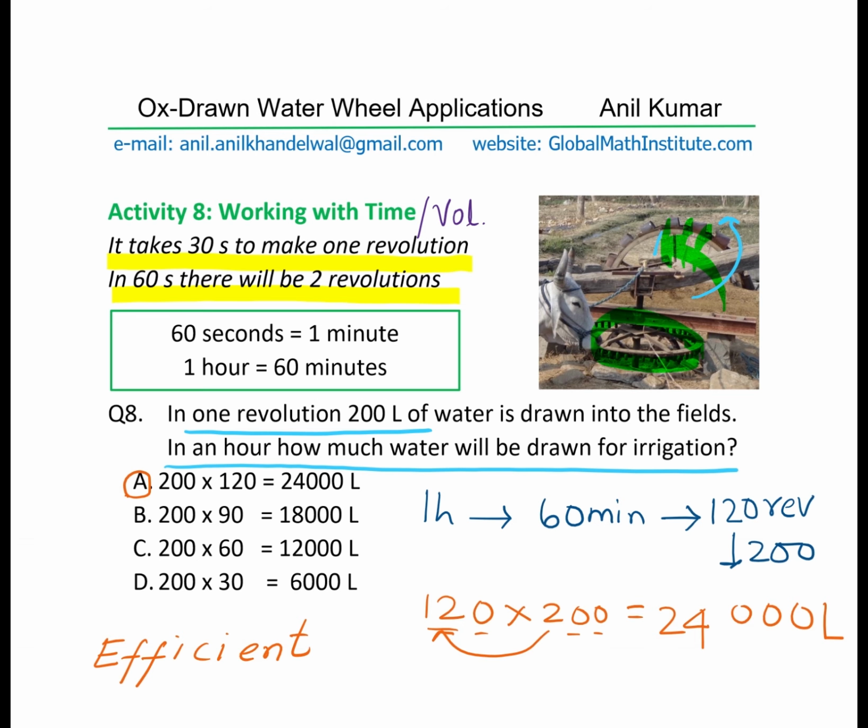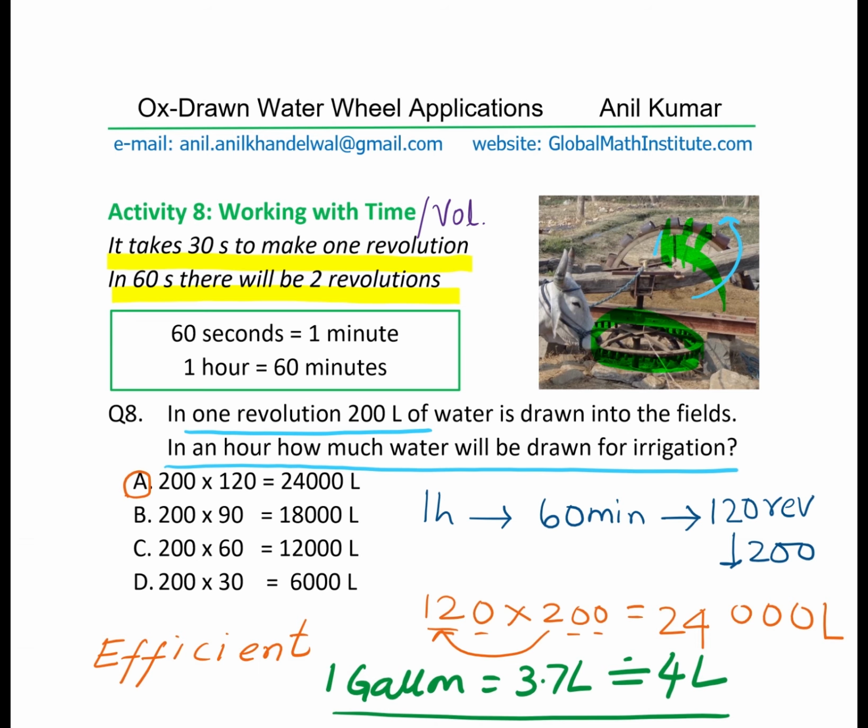Now remember, approximately 1 gallon is actually 3.7 liters, but we'll approximate this value to 4 liters for our work, right? And then do calculations in gallons, since the units, 24,000 liters, right? So it is around 6,000 gallons, right? So that is the amount of water. Let's look into the next part.